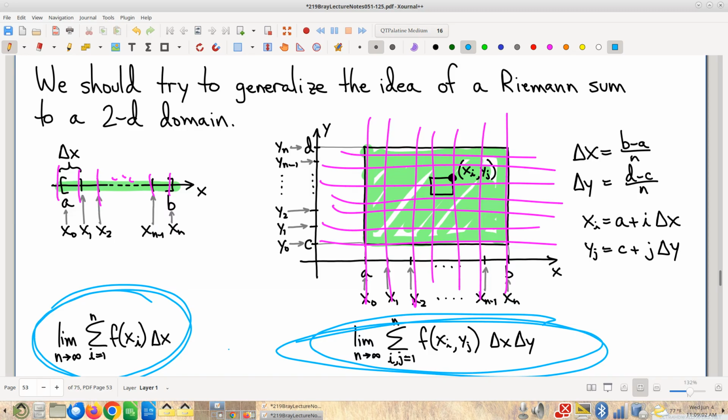And yeah, there's more rectangles than there were intervals. And yeah, there's different details. Don't get lost in those details. The big picture is chop it up, add it up. Right? Specifically, we chop up the domain.